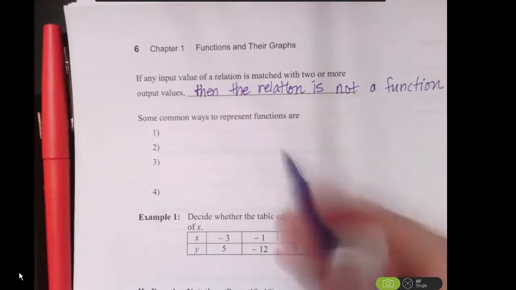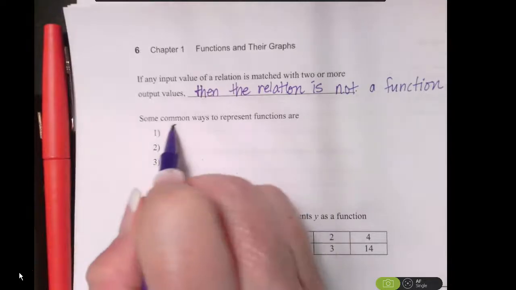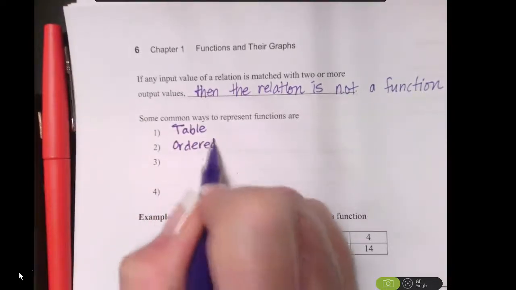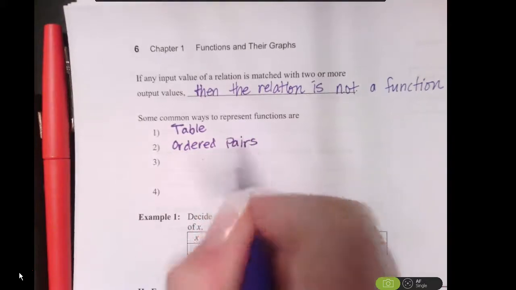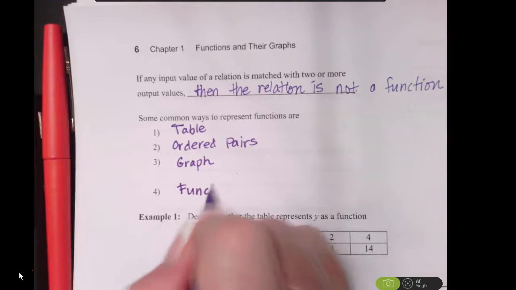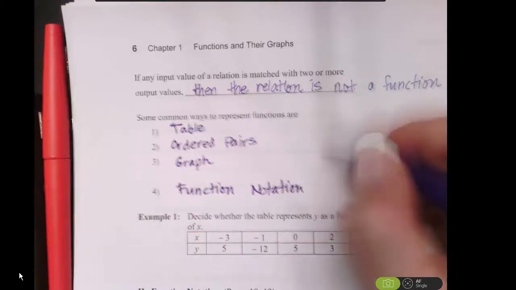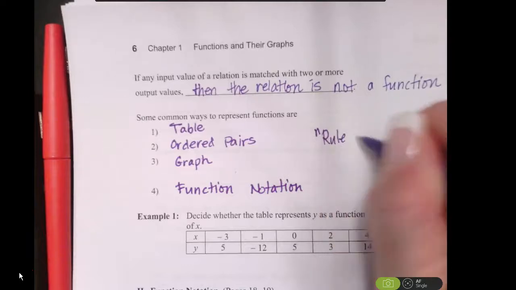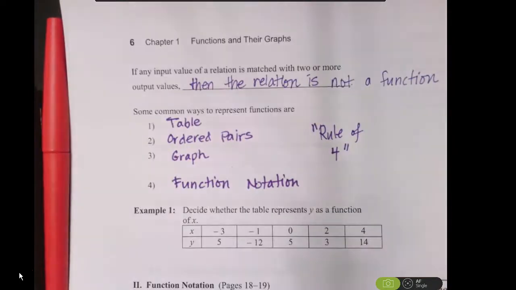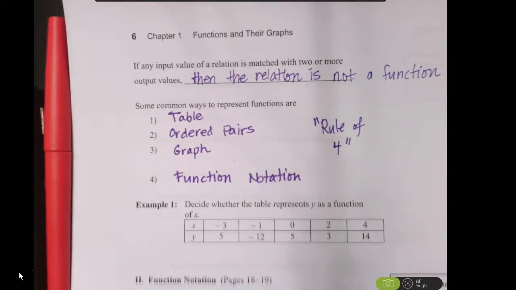So some common ways to represent functions are with a table, ordered pairs, a graph, or function notation. And you'll hear me call that the rule of 4. There's always 4 ways to represent any function, whether it's a line, a parabola, any of the function shapes we're going to be learning about this year.